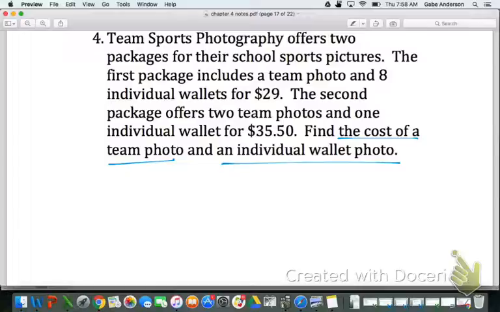So let's say, can we say that X is the cost of the team photo? And Y then would have to be the cost of the wallet photo.